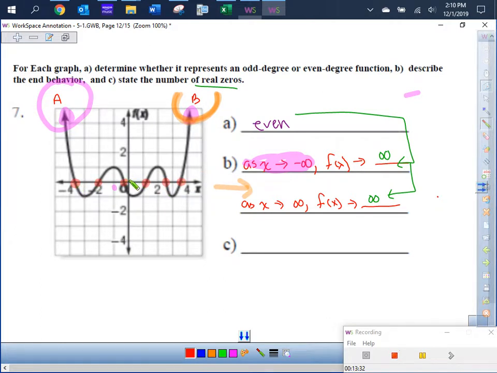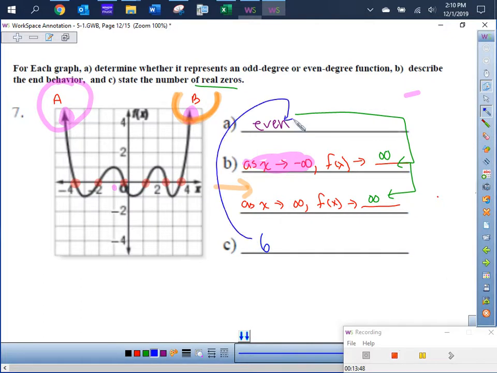So 1, 2, 3, 4, 5, 6 of them. This is a 6-degree polynomial, so 6. And that makes good sense, because it's supposed to be even in that case, so nice.